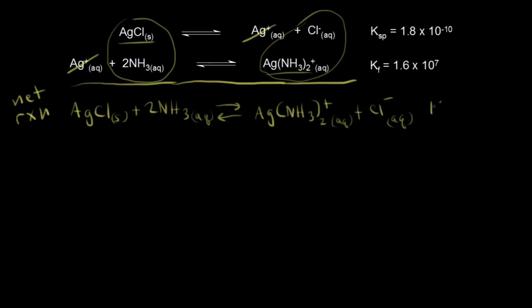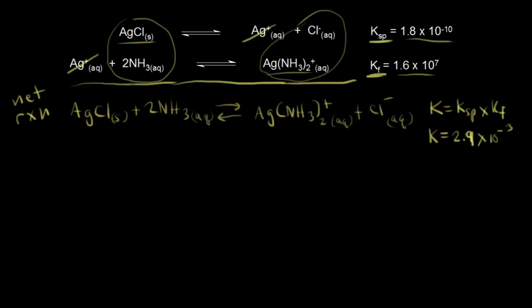And if we added those 2 reactions together to get our net reaction, we have a new equilibrium constant, which I will call K. And if you add 2 reactions together, you multiply the equilibrium constants of those 2 reactions. So K is equal to KSP times KF. If you did that calculation, 1.8 times 10 to the negative 10 times 1.6 times 10 to the 7th, you'll get your new equilibrium constant. I won't do it here just to save some time, but you'll get 2.9 times 10 to the negative 3rd.